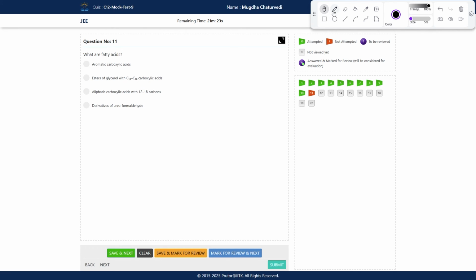Next question, it is saying, what are fatty acids? So fatty acids are higher members of aliphatic carboxylic acids, ranging from carbon C12 to carbon C18, which are commonly found in natural fats as esters of glycerol. So the correct option will be the third option, that is aliphatic carboxylic acids with 12 to 18 carbons. Now let us see the next question.